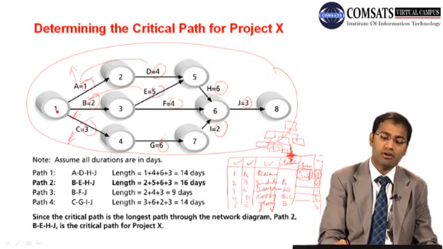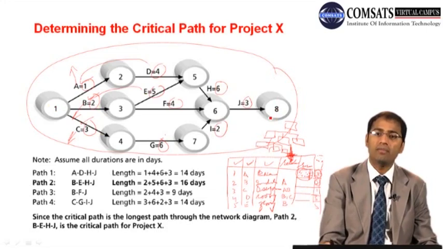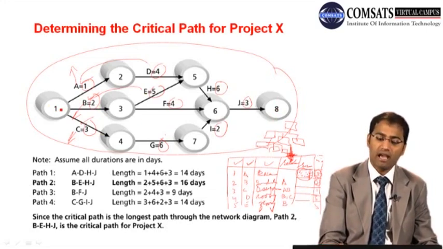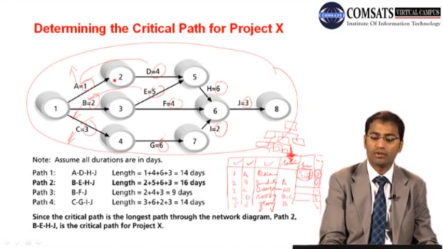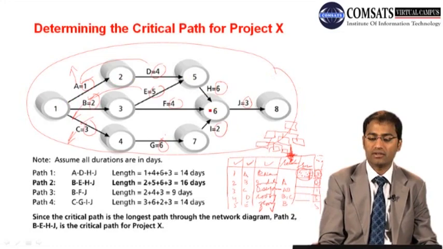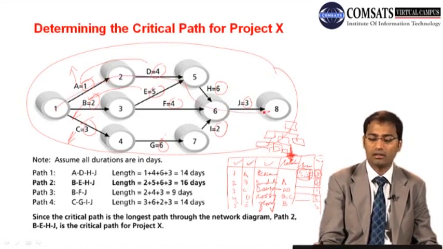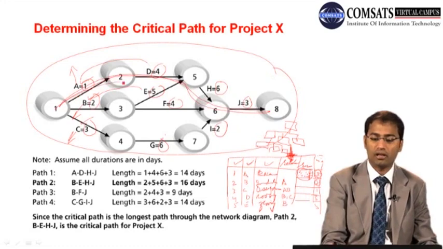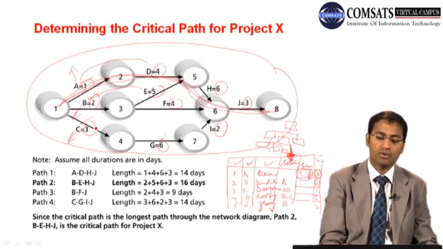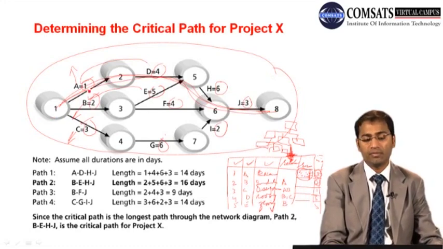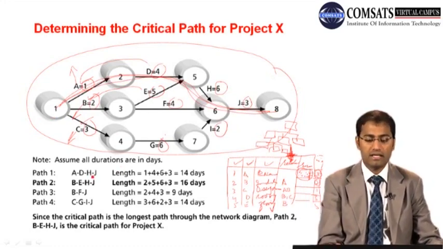If I start from 1 and I have to reach 8, how many different ways do I have? If I start from 1 and move towards 2, 1 to 2, 2 to 5, 5 to 6, and 6 to 8, my path will be 1 to 2, activities A, D, H, J. So this is one path I'm following. The activities falling in that path are A, D, H, J.